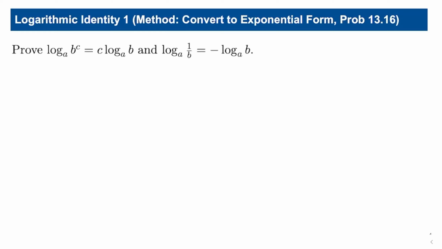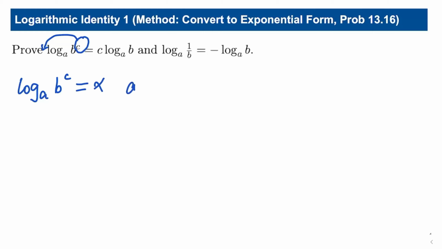First, prove that log base a of b to the power c equals c times log base a of b. Basically, if we have exponent c here, we can bring it down as a coefficient of log base a of b. How do we show this? Let's denote log base a of b to the power c as x.